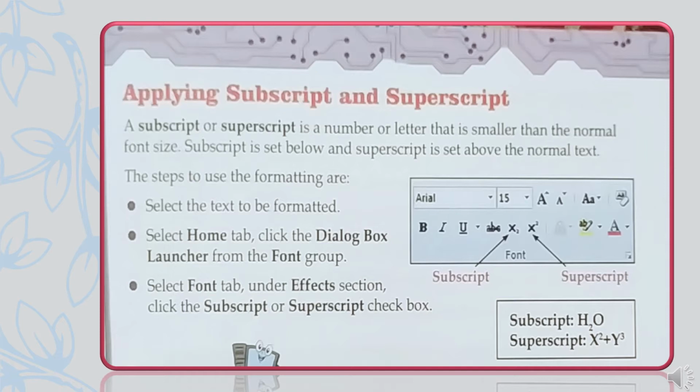The steps to use the formatting are: first, select the text to be formatted. Second, select Home tab. Click the dialog box launcher from the font group. Third, select Font tab under Effects section. Click the Subscript or Superscript checkbox.